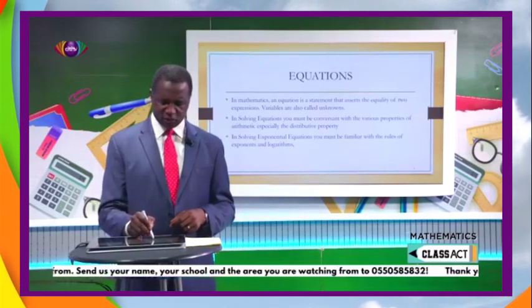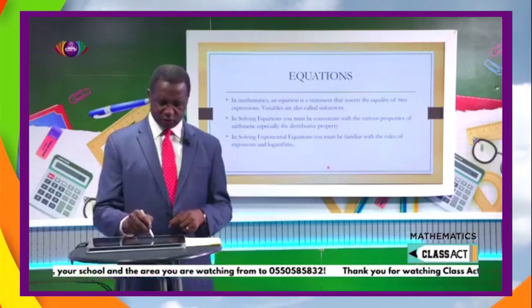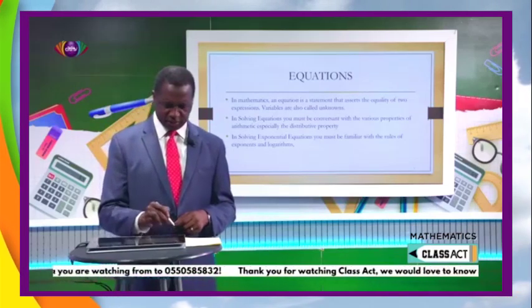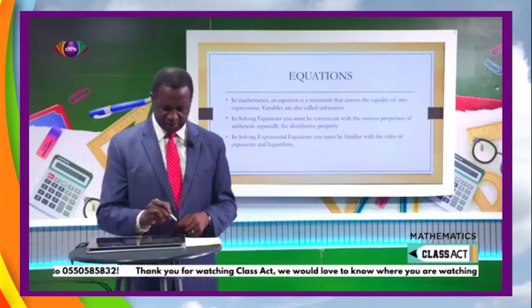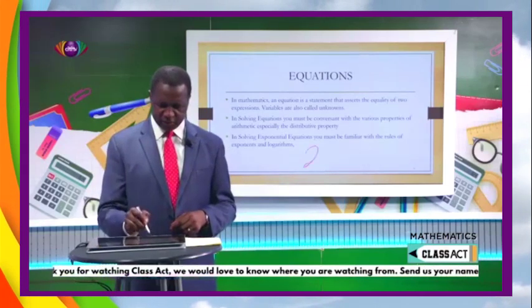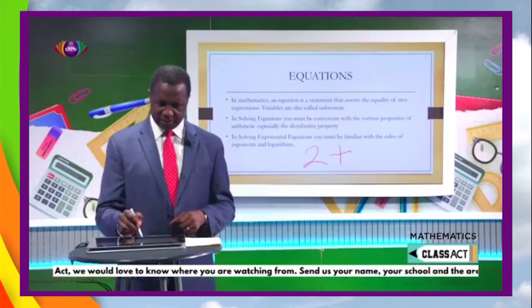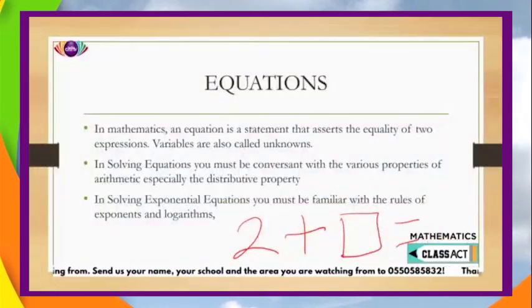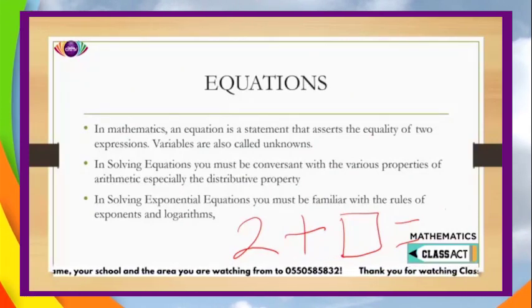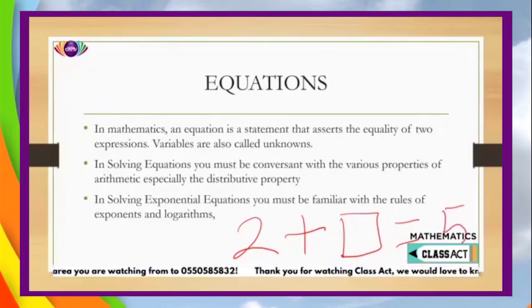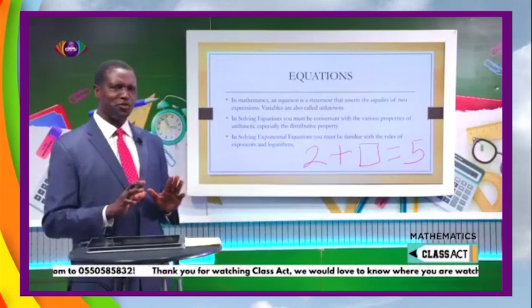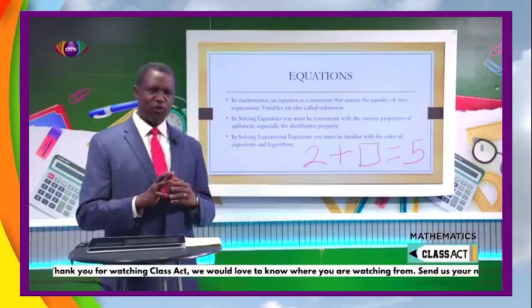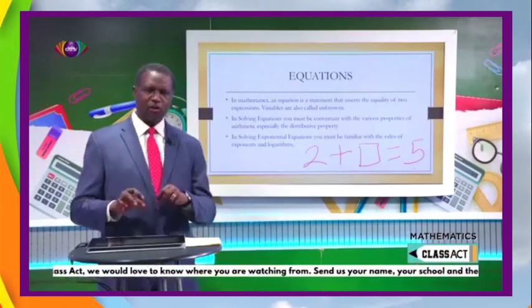They will do something like 2, oh, let me go back to my pen. 2 plus, and then there will be a box there. And then they will say equals to 5. Then the teacher will wait and pause and wait anxiously for you to tell him or her what goes into that box.